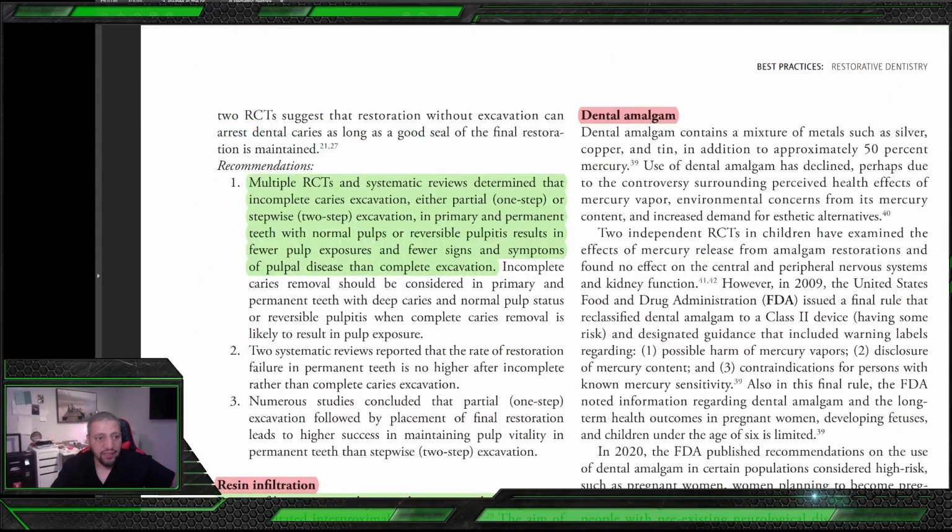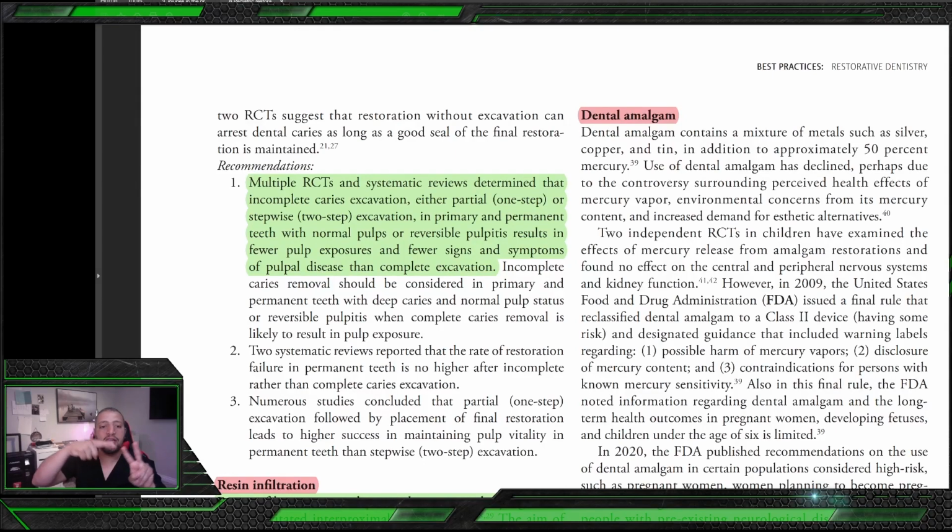So at the end, the conclusion: multiple RCTs, and here RCT does not mean root canal treatment, it means randomized clinical trials, and systematic reviews determined that incomplete caries excavation, either partial one-step or two-step, where you enter again, is suitable in primary and permanent teeth with normal pulp or reversible pulpitis. So it's like a two-step decision.